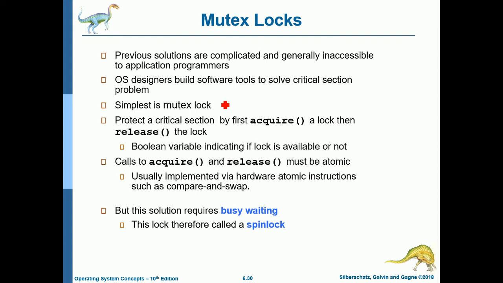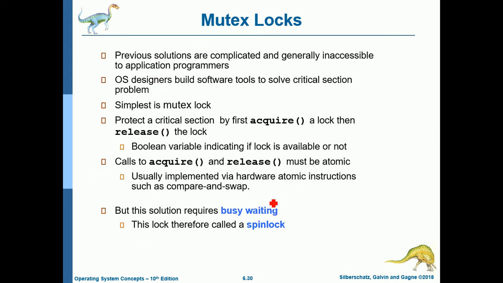But this solution requires busy waiting. Let's have an analogy, for example, in the restroom. Someone is inside the restroom, using it. And you are in line, waiting for that person to come out. Since he hasn't come out yet, you return to what you were doing, and then you return again to the restroom to check if it is already available. So that is for the mutex lock.